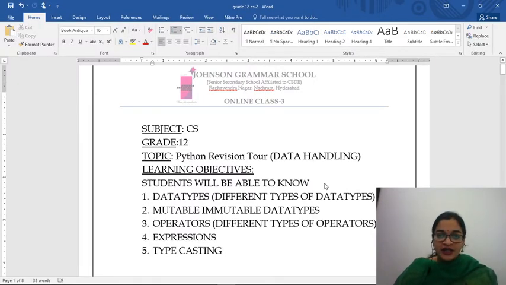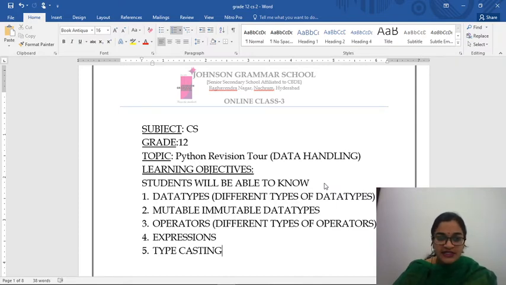Now, welcome to our online class 3, and our subject is Computer Science 12th grade, and we'll continue further topics from Python Revision Tour, which is data handling. And our learning objectives will be that the students will be able to know what the different data types are. Basically, our topic itself tells data handling. So we'll see how to handle different data types.